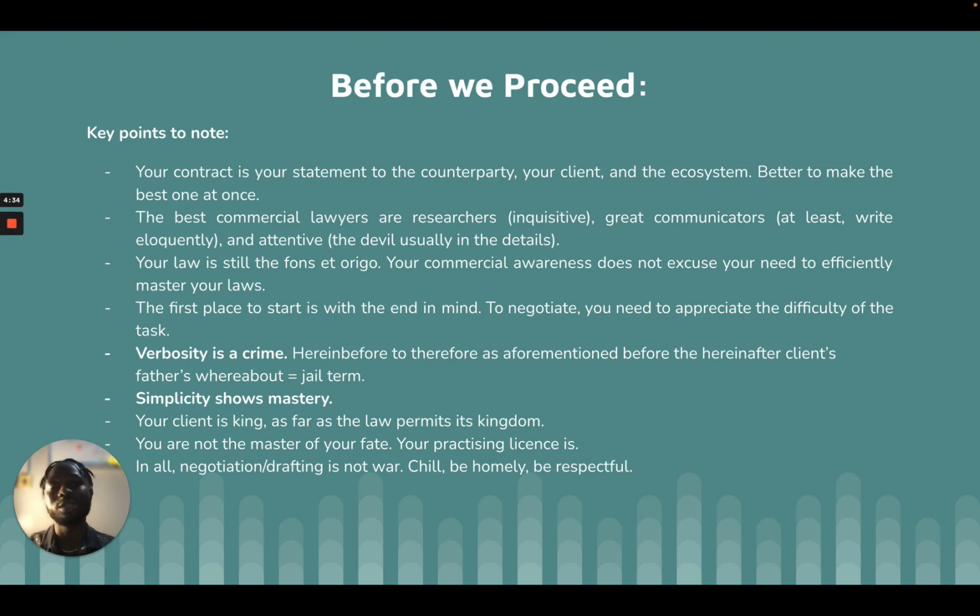Now, simplicity, of course, shows mastery. I think that's the summary of everything that we've been saying. Now, your client is king, but that is only as far as the law permits its kingdom. So you don't want to be a part of an insurrection against the existing government. That's going to be treachery, and you're going to jail, or you're going to be beheaded.